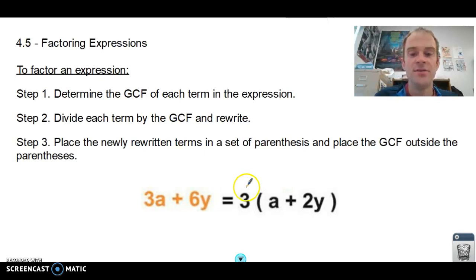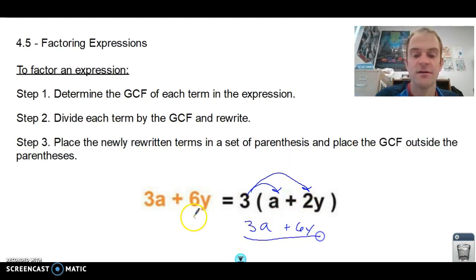We're trying to write equivalent expressions, so I can always double check my work after I factor an expression. What if I just use the distributive property? I should get back to what I started with. In this example, what do I get when I take 3 times a? That's 3a. What do I get when I take 3 times 2y? That's 6y. Now if I compare, they're exactly the same, so it's an equivalent expression.